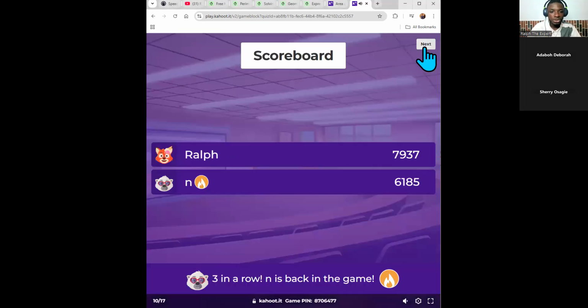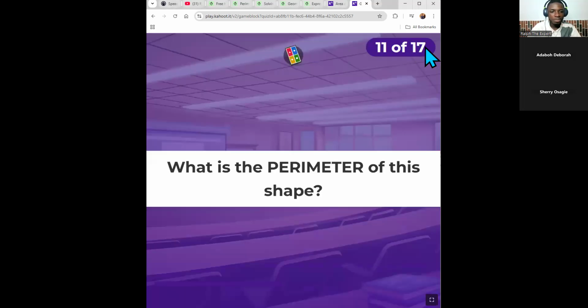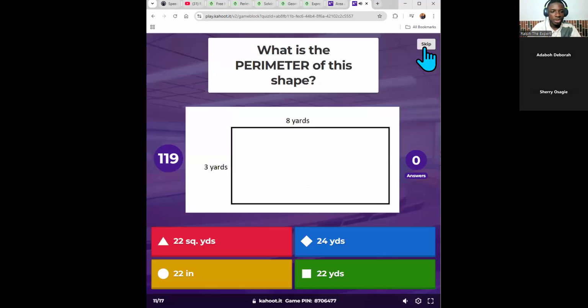Let's get on to the next. What is the perimeter of this shape? Notice, perimeter. Don't be in a rush. 5 and 3? Probably the same question. 8 yards, 3 yards. So you have the options. You can see the options, of course, right? Yeah. Okay.